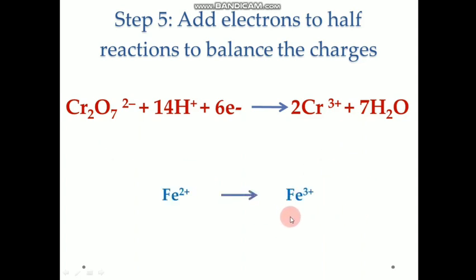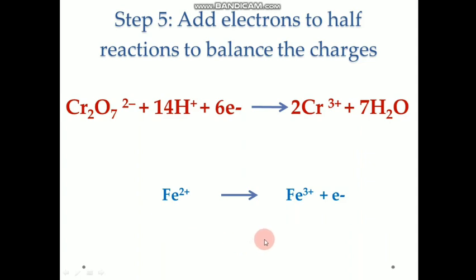In the next reaction, which is the oxidation half, Fe2+ to Fe3+. On one side we have 2 plus, on the other side we have 3 plus. So to balance this we need to add just 1 electron. By adding 1 electron, the 3 plus will reduce to 2 plus. There is no change in this ion, but in the product part, the total charge will become 3 plus, and here it remains 2 plus. So on both sides the net charge becomes 2 plus. Hence, this is also balanced.